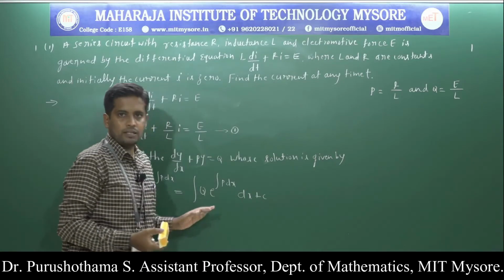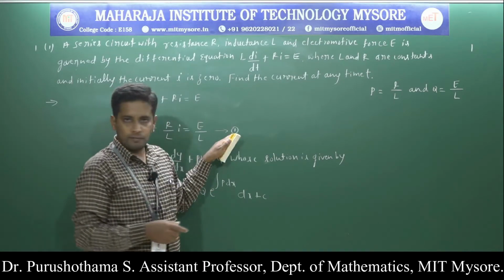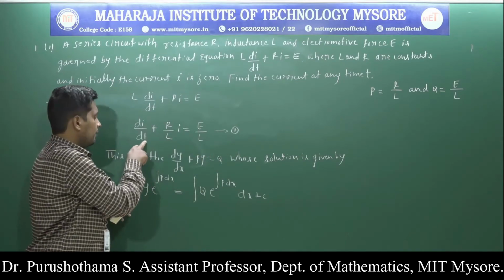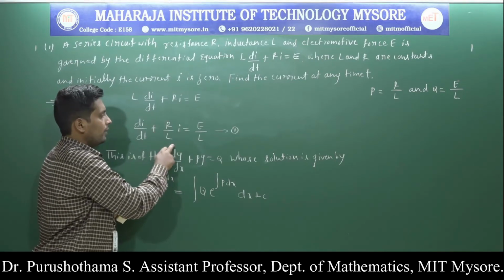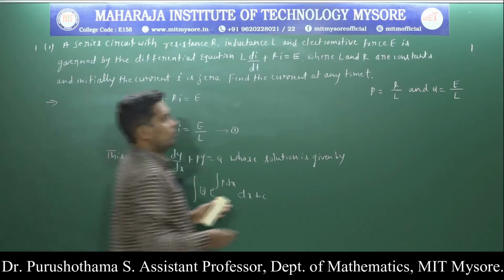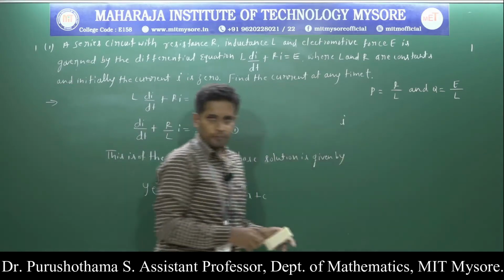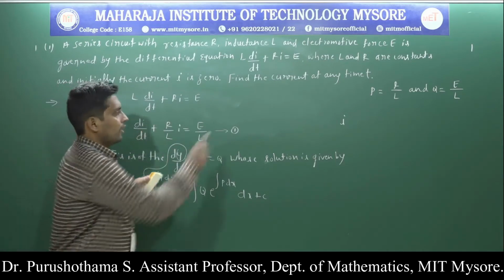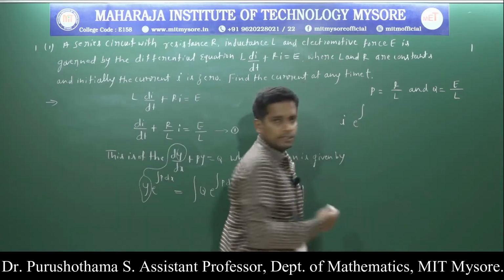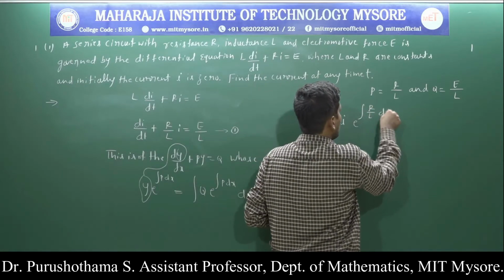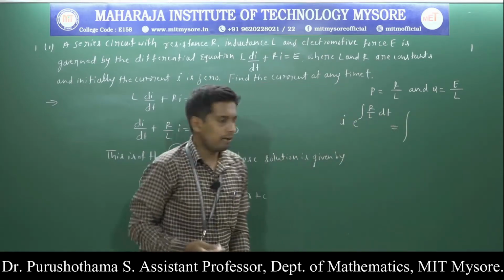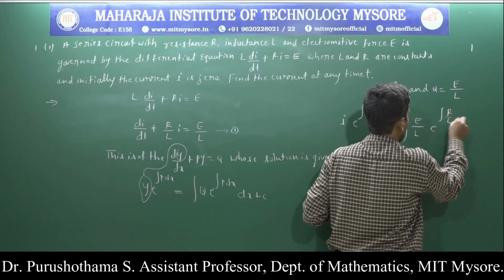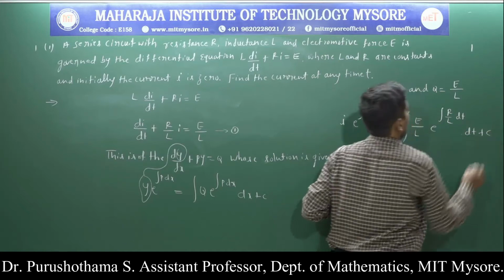Using the solution of the linear equation, similarly write down the solution of equation 1. In equation 1, the dependent variable is I and the independent variable is t. Therefore, p is equal to R by L, q is equal to E by L. Therefore, the solution of equation 1 is I into e power integral of p, which is R by L, with respect to t, is equal to integral of q, which is E by L, into e power R by L with respect to t, plus c.